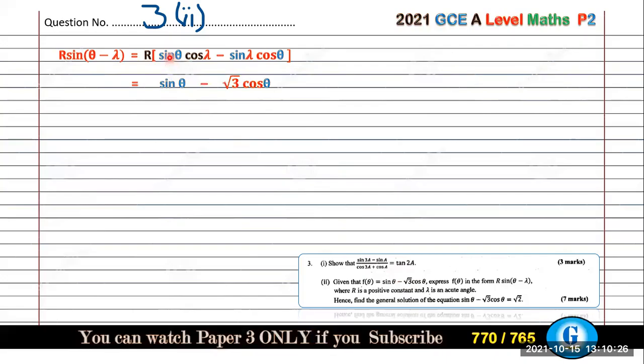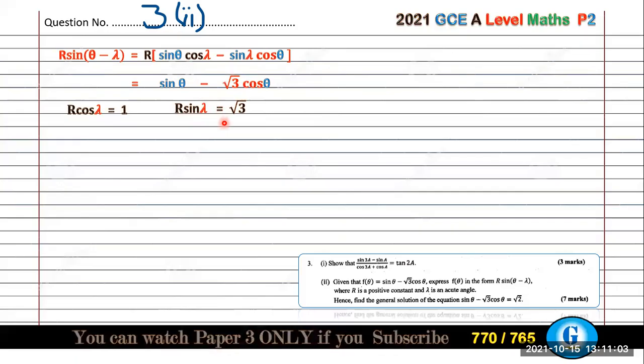So from here, if you equate the corresponding components, what do you see? You see that r cos lambda is equal to 1. And look at this other part. This is a minus here. So we have cos theta, we cancel with cos theta, right? So we have minus r sine lambda is equal to minus root 3. So the minuses will cancel out, and we are left with r sine lambda is equal to root 3.